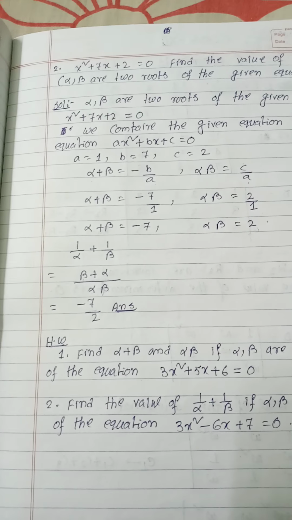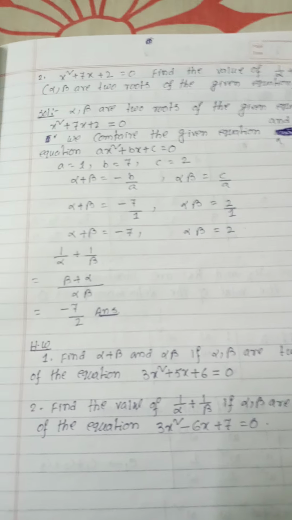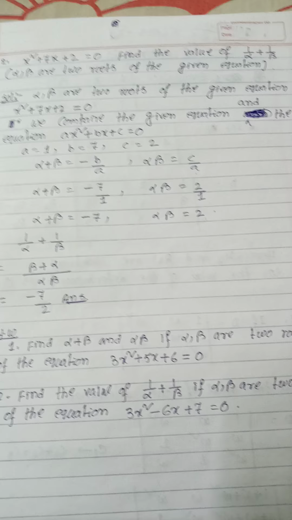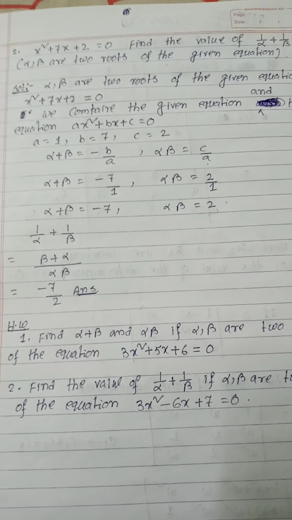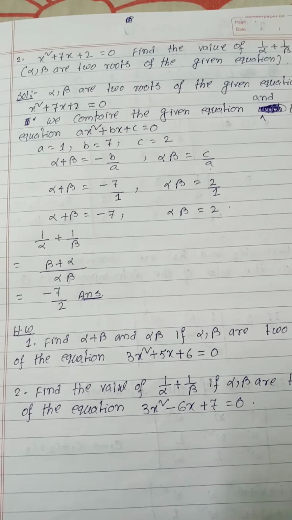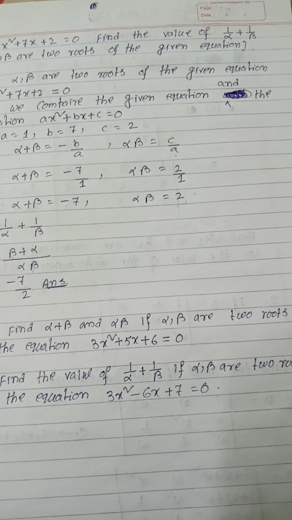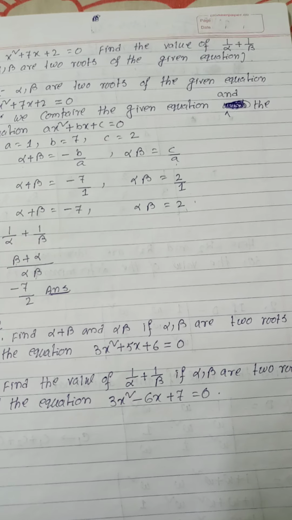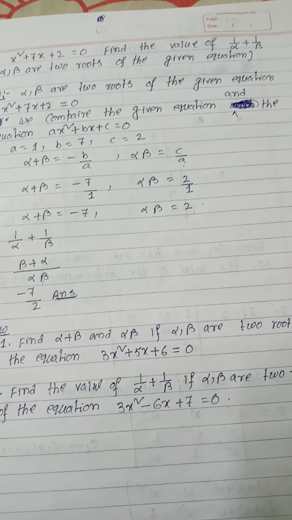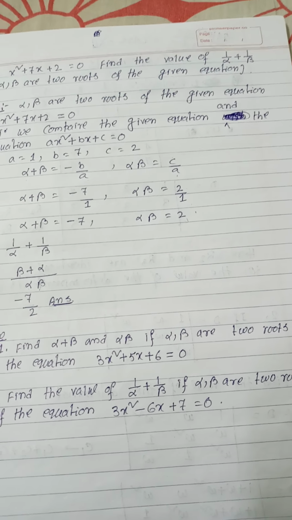So students, I give you two questions for your homework. First one, find alpha plus beta and alpha beta if alpha beta are two roots of the equation 3x square plus 5x plus 6 equal to 0. And number 2, find the value of 1 upon alpha plus 1 upon beta if alpha beta are two roots of the equation 3x square minus 7x plus 5 equal to 0.